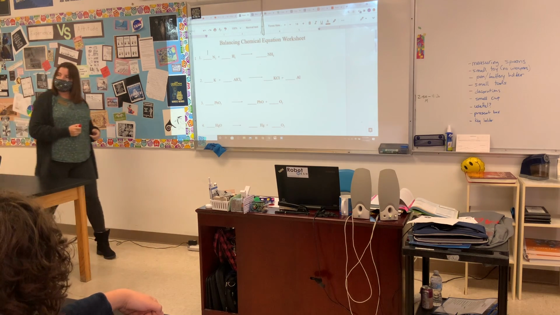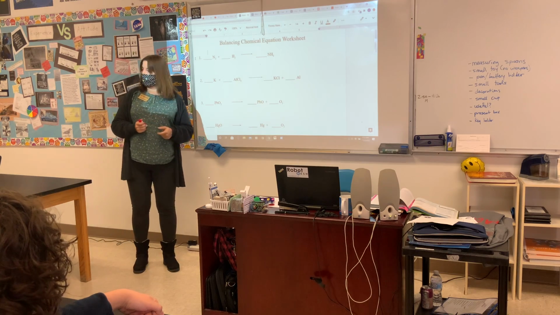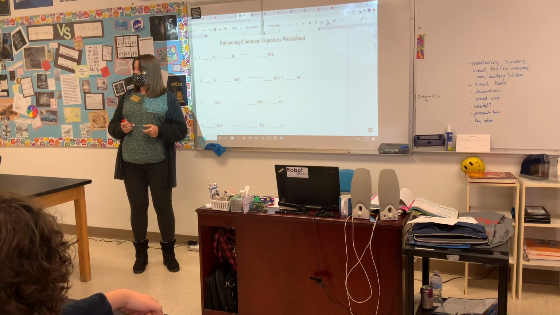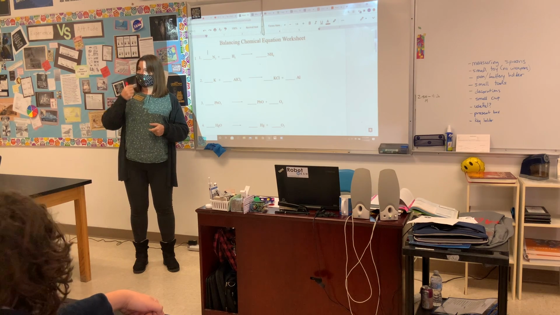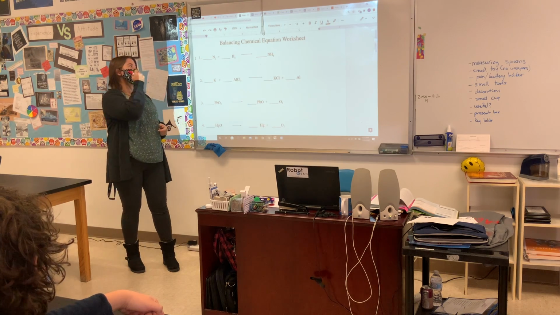Can I look at my pencil out of the fashion? Yes. Now there's a pencil like literally just beyond your Chromebook. Yeah. Oh, there it is. Okay. I thought you saw it.